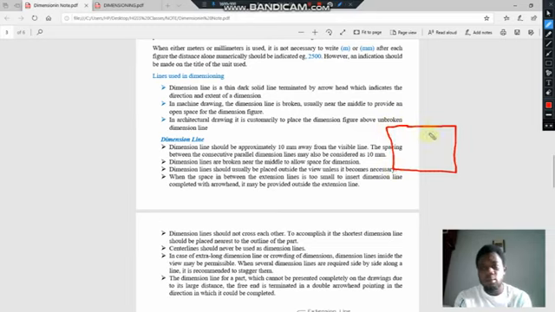Okay, we have this as our object. Our dimension line, this is the extension line. You have this, you have this. This dimension line from here to here should be 10 mm. Okay, should be 10 mm.